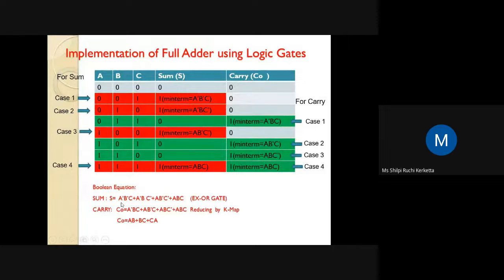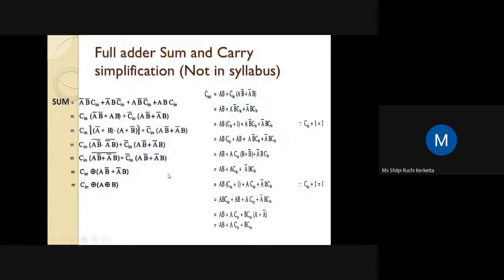So we knew that the sum we are getting is A XOR B XOR C. Okay. If we do this simplification, we will get Cn XOR A XOR B. We will not go into simplification. And for carry, we are getting A into B plus A into Cn plus B into Cn. Okay. So these are the two circuits for our sum and carry.